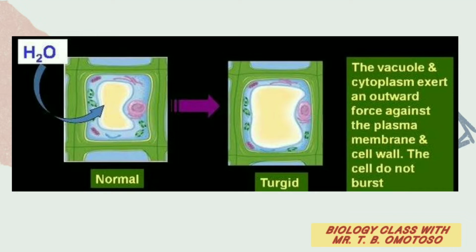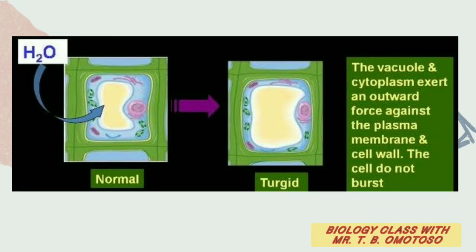Because we are referring to a plant cell, and a plant cell has a cell wall. Because of the presence of the cell wall, it prevents the cell from bursting. No matter how much the cell is stretched, no matter how much it is swollen due to the absorption of water, the cell does not burst. Why? Because of the presence of the cell wall.